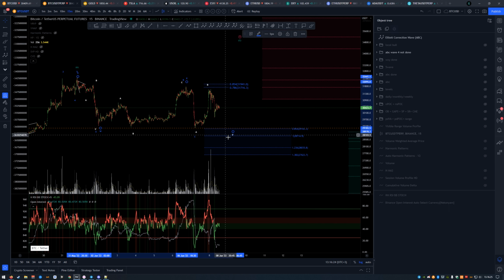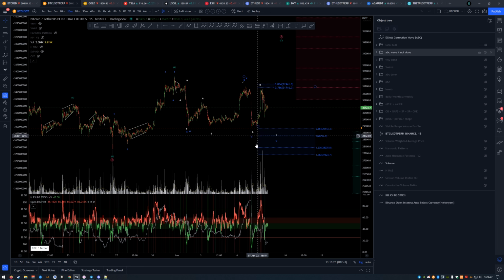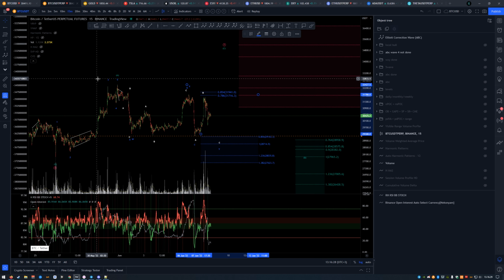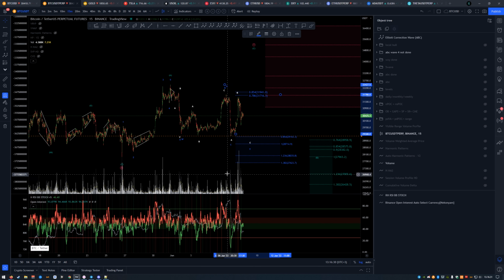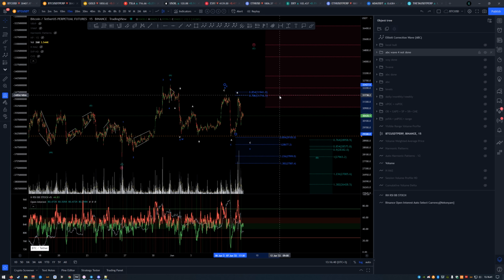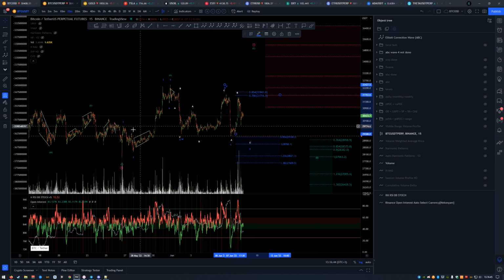Just to complete this structure, 1-to-1 of this structure here. How am I doing this? There we go. Yeah. So starting from here to the end of W to X right here, we can see 1-to-1 is basically here. We do have some kind of support here and higher time frame targets as well.